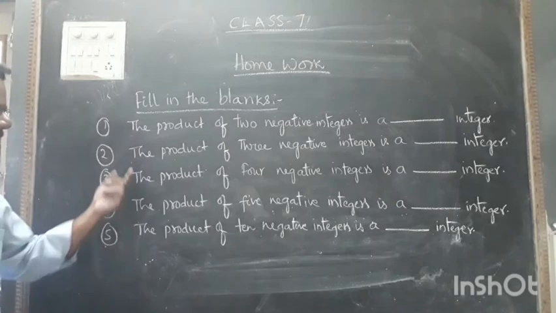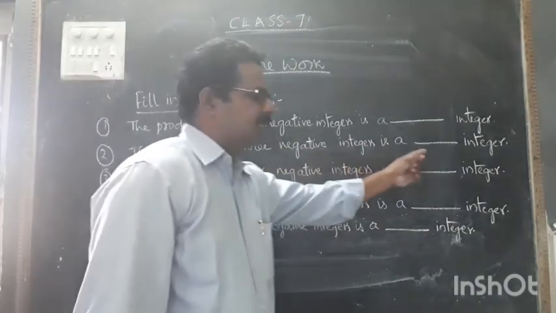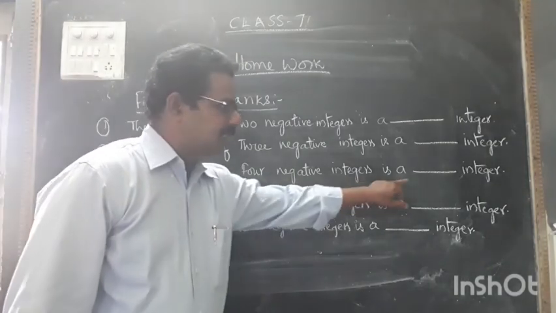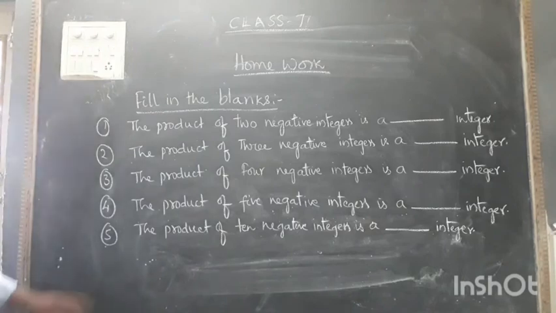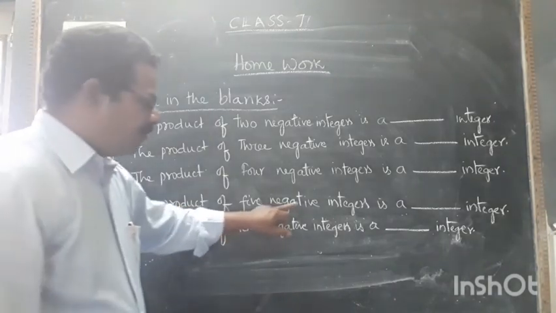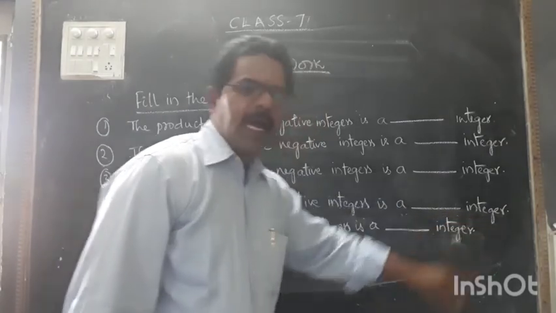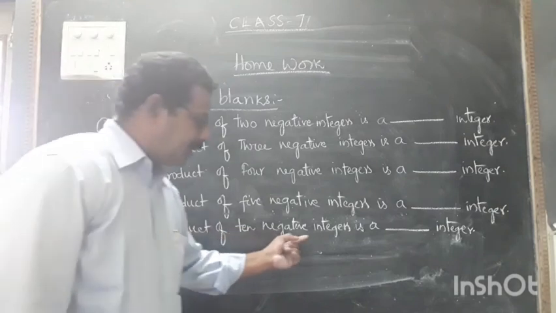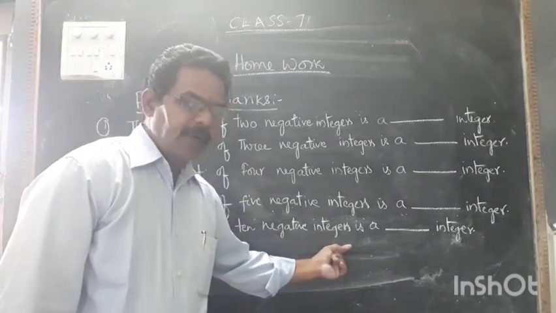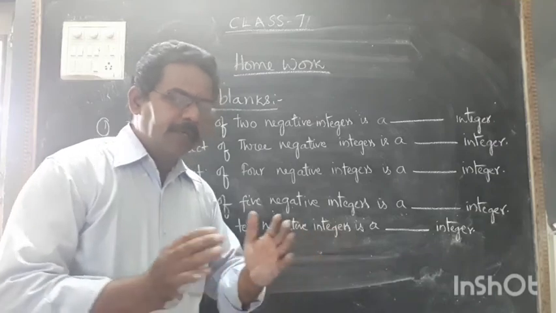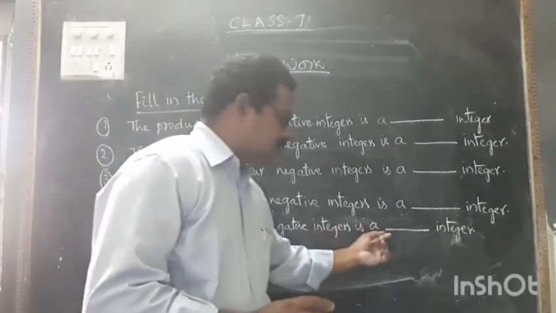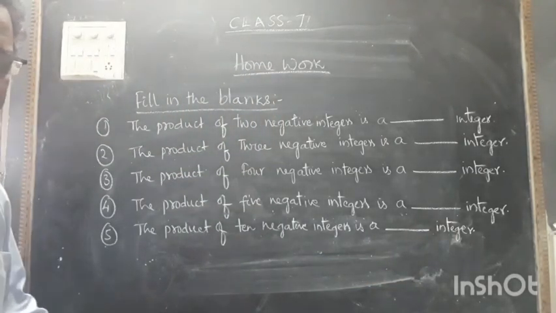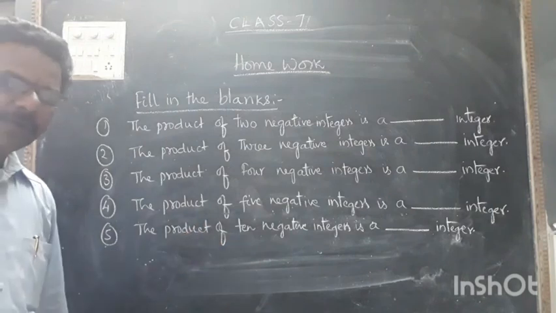Take some examples. The product of 3 negative integers is a dash integer. The product of 4 negative integers is a dash integer. The product of 5 negative integers is a dash integer. Okay, next one. The product of 10 negative integers I have taken. So what is the product of 10 negative integers? Negative number into negative number into negative number, like that. 10 integers I have taken. For 10 integers, which integer will we get? Whether it is a positive integer or negative integer, that you have to find out.